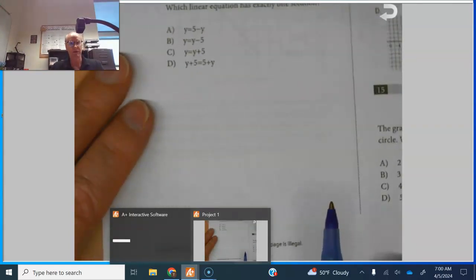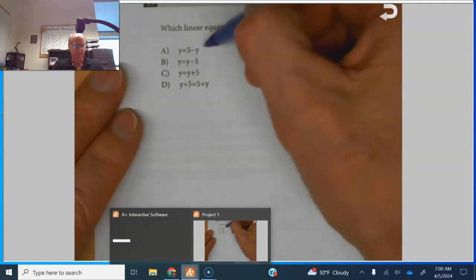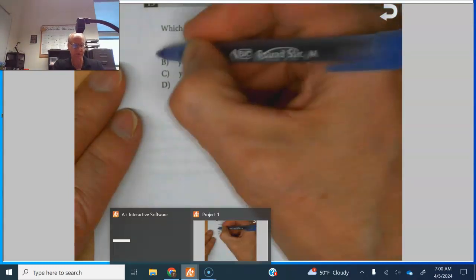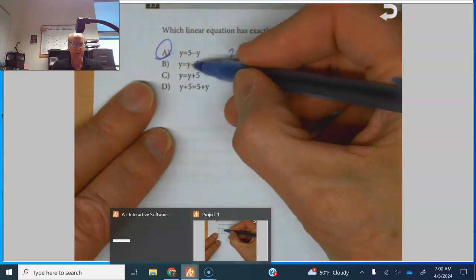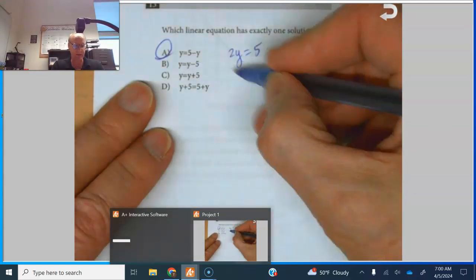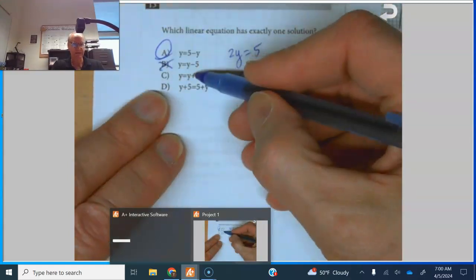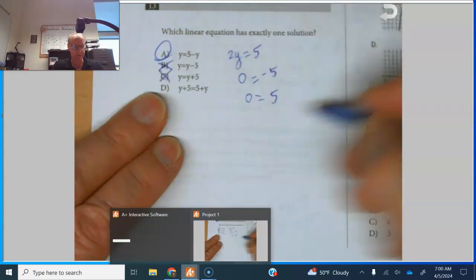Which linear equation has exactly one solution? Well, if I add y to both sides, I get 2y equals 5, and I get one solution. In this one, if I subtract y from both sides, I get 0 equals negative 5, which has no solutions. If I solve this one, I get 0 equals 5, which has no solutions.